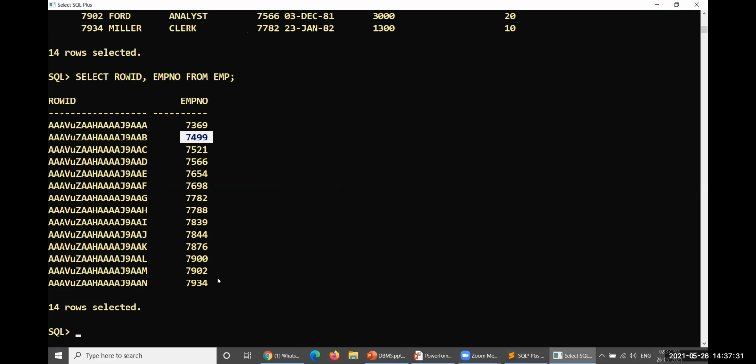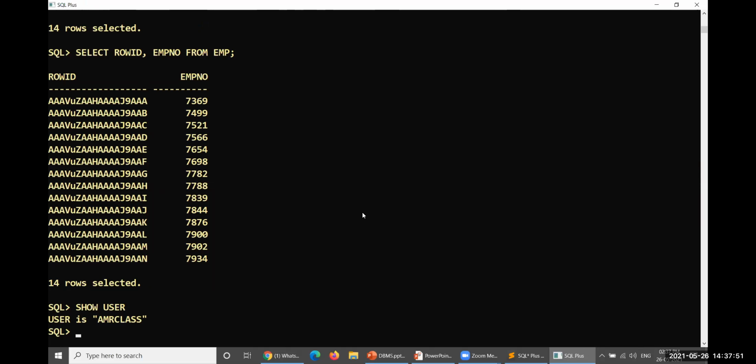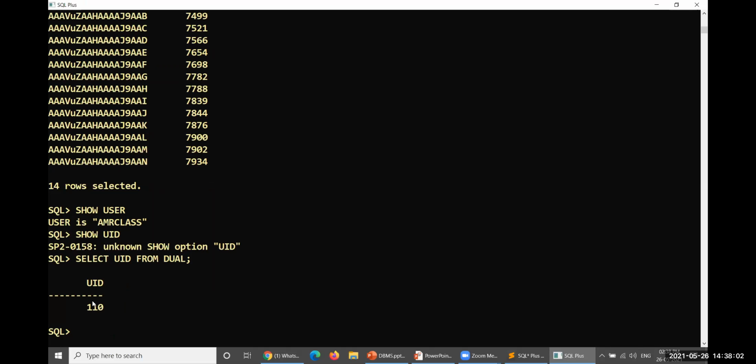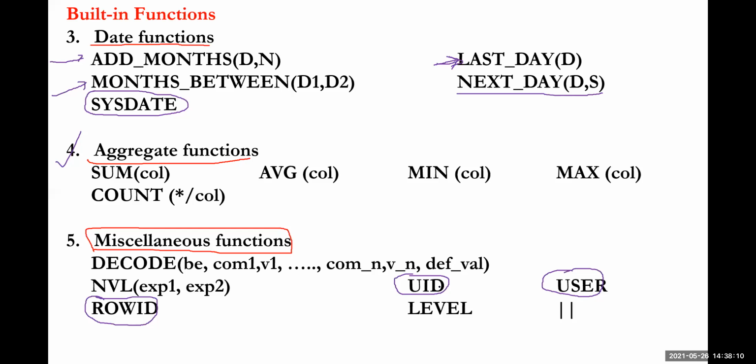Every ROWID has a unique value. Let us consider AAA, triple AB, triple AC, triple AD, triple AE, and so on and so forth. Please observe this one. It is a hexadecimal number. So show user, in which user you are working. Show user ID, UID, okay, sorry. Select UID from DUAL. So my user ID, the AMR class user ID, is 110. Like this you have to display.